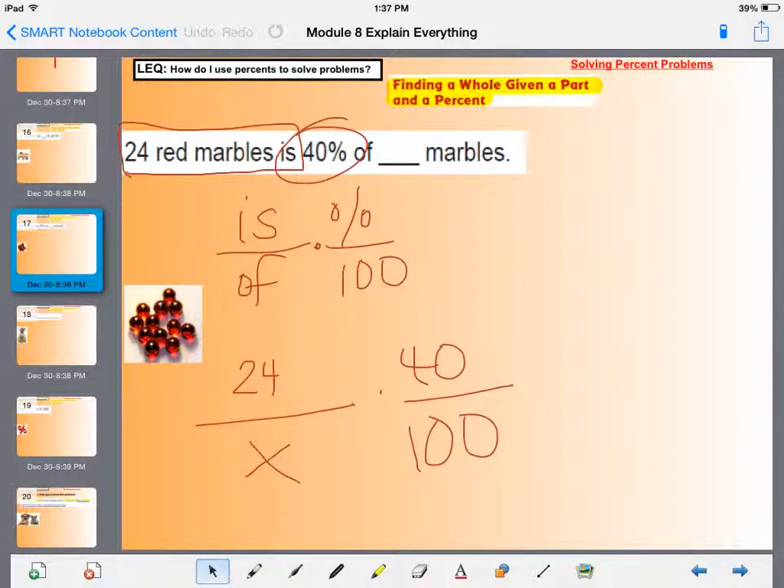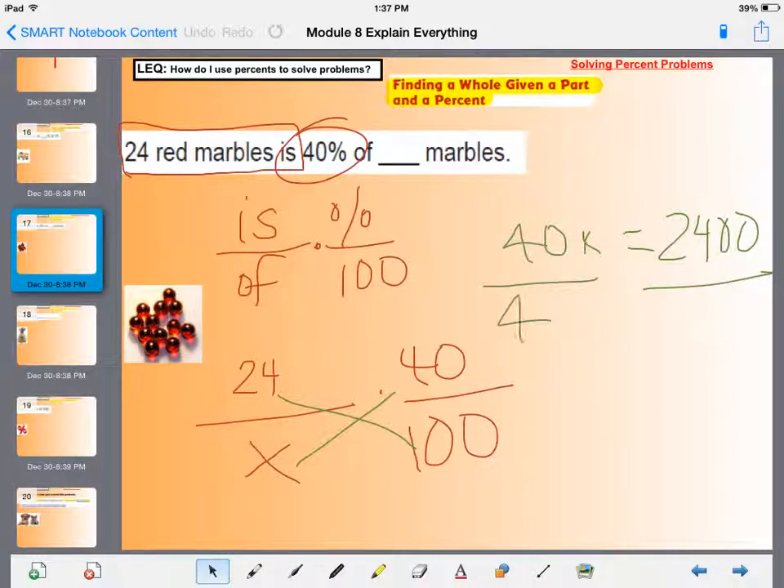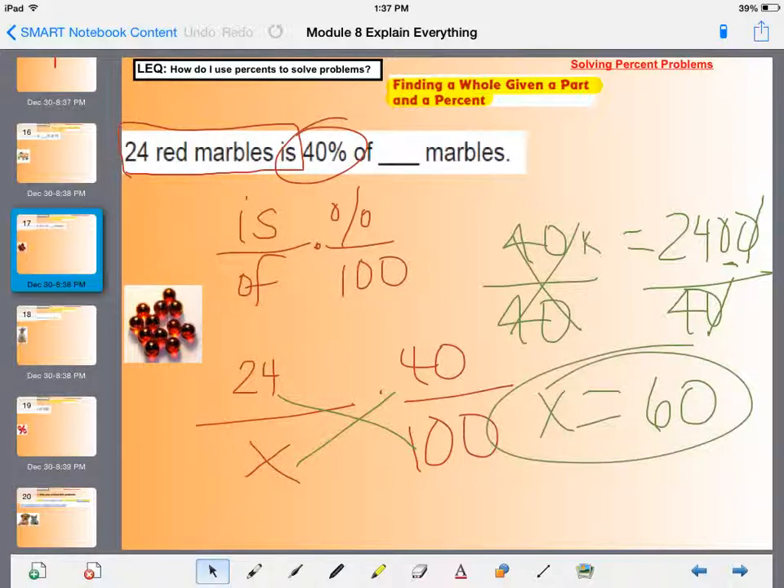So now we are at the cross multiplying step, so x times 40 is 40x equals 100 times 24 is 2400. We now want to solve for x, so we isolate x by dividing both sides by 40. That way this cancels out and x equals, let me do some canceling out of zeros. This 0 can cancel out with this one. I'm left with 24 divided by 4 is 6, and don't forget that other 0 there, so my answer is 60. Does this make sense? 24 red marbles is 40% of 60 marbles.